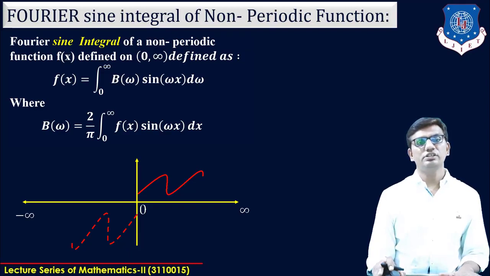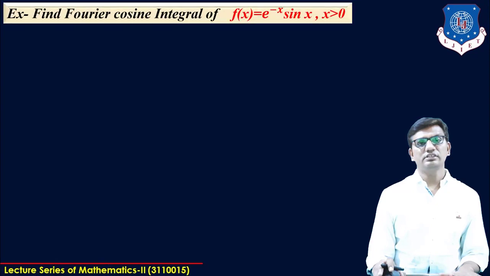Here our function is only given on the region 0 to infinity, but we extend this function from minus infinity to infinity such that our original function will be an odd function. Then a(omega) will be 0. Therefore our Fourier sine integral is given by this formula: f(x) equal to integration 0 to infinity b(omega) sin omega x d omega, where b(omega) is 2 by pi integration 0 to infinity f(x) sin omega x dx. Now we will see some examples regarding this topic.